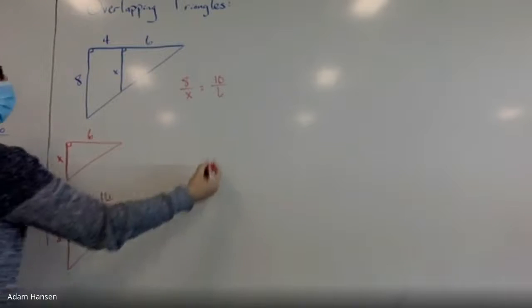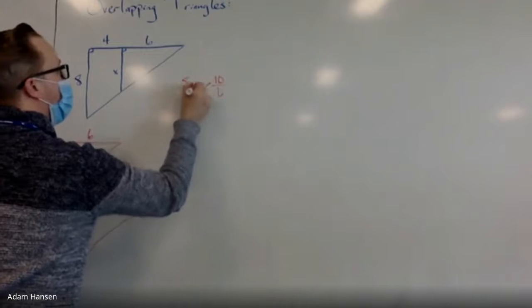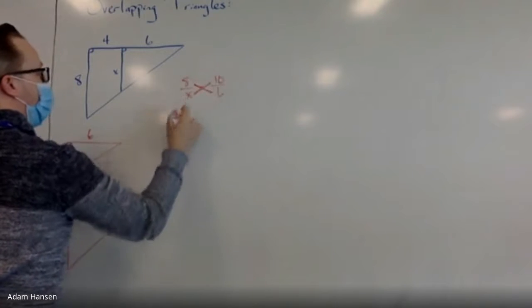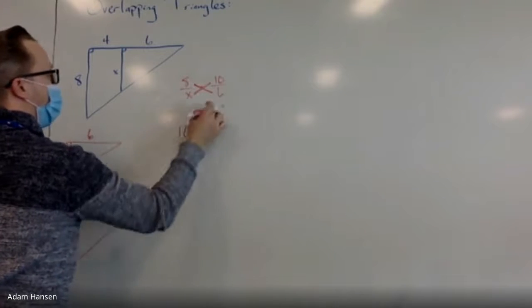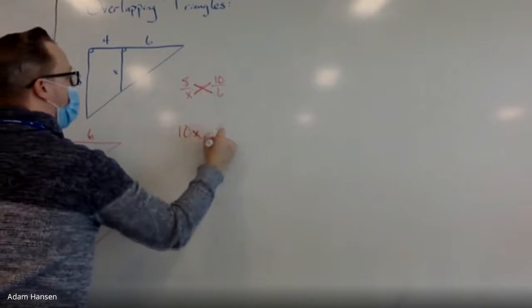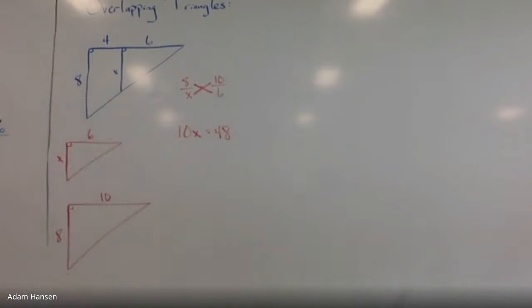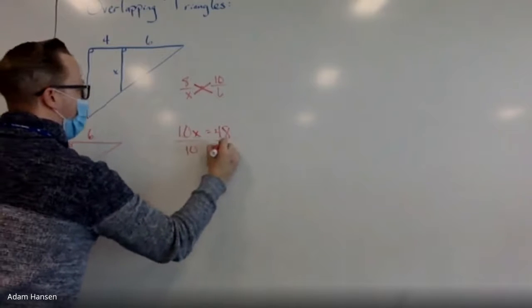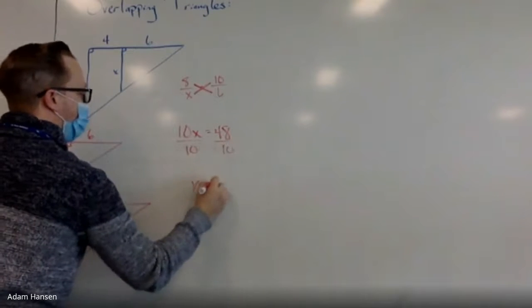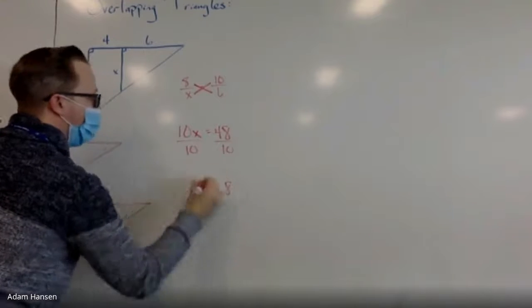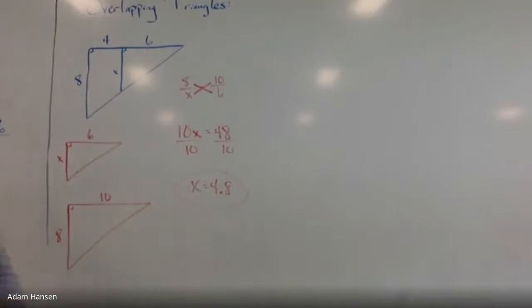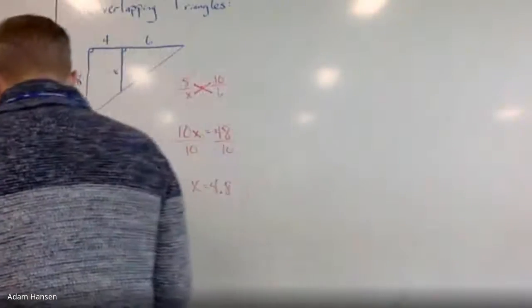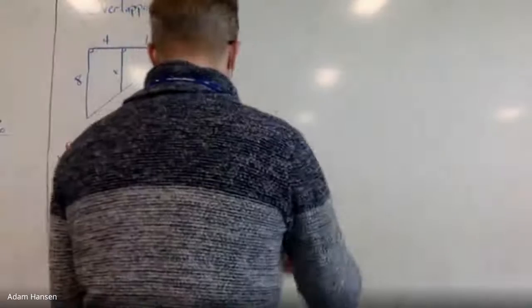So let's cross multiply. x times 10 is 10x. 6 times 8 is 48. Divide by 10. I think we're supposed to get 4.8. Is that right? Got it. Another one. It's pretty straightforward once you know how to do it.